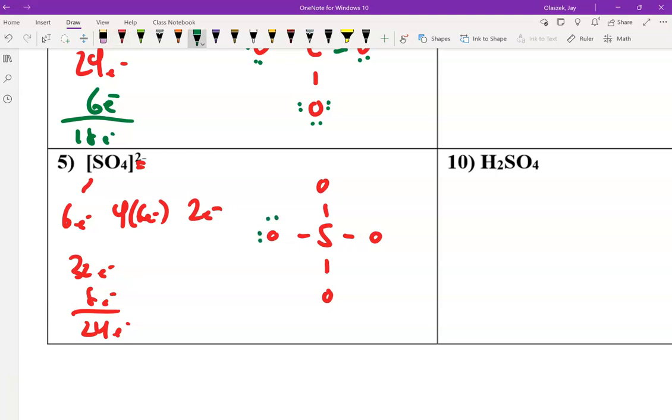Let's use 6 of them to fill this oxygen. Now that one has 8. We have 18 left. Let's use 6 of them to fill this oxygen. That has 8. We have 12 left. Let's use 6 of them to fill this oxygen. That has 8. We have 6 left, and let's use them to fill this oxygen. We've used all 24, and there are none left.